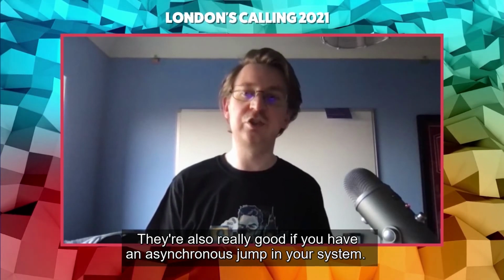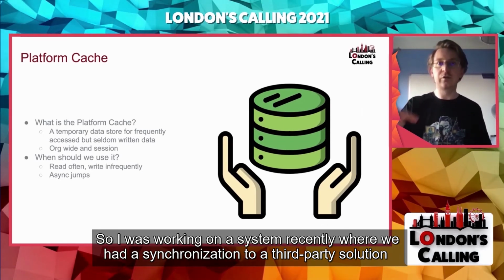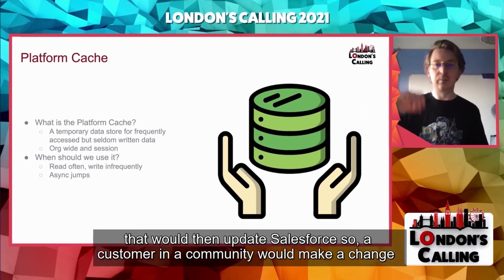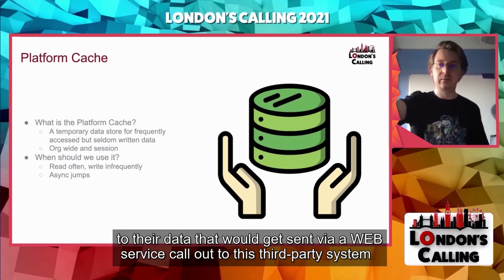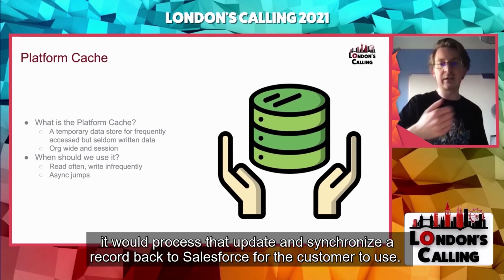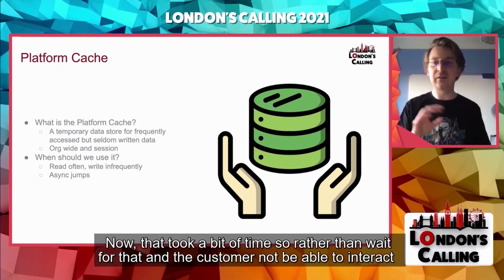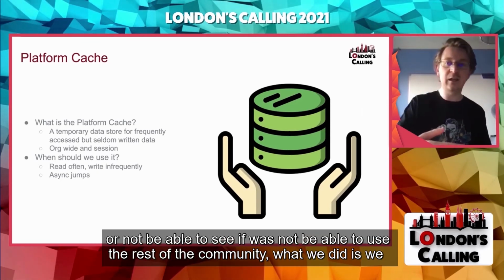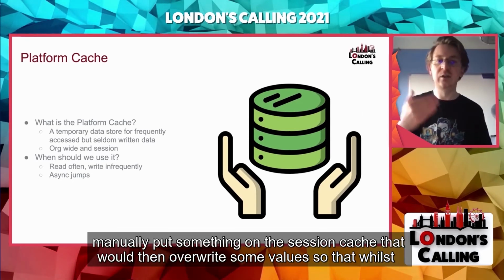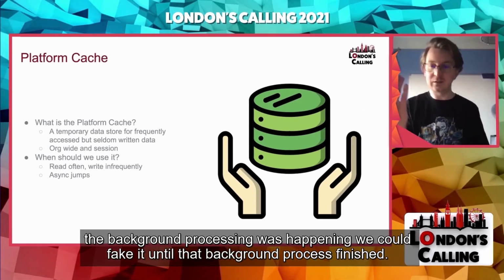Also really good if you have an asynchronous jump in your system. So I was working on a system recently where we had a synchronization to a third-party solution that would then update Salesforce. So a customer in a community would make a change to their data, that would get sent via a web service call out to this third-party system. It would process that update and synchronize a record back to Salesforce for the customer to use. Now that took a bit of time, so rather than wait for that and the customer not be able to use the rest of the community, what we did is we manually put something on the session cache that would then overwrite some values so that whilst the background processing was happening, we could fake it until that background process finished.